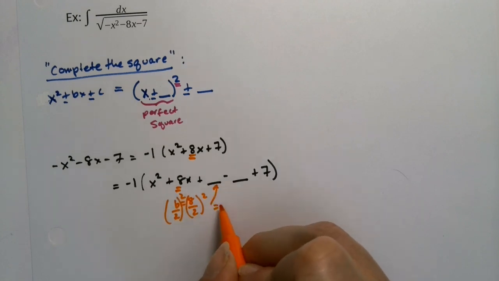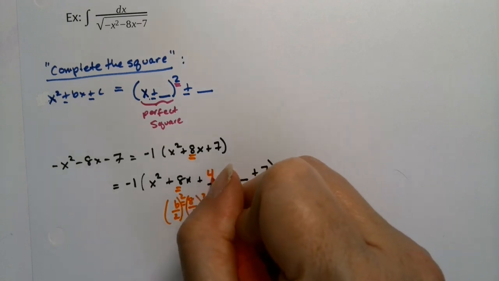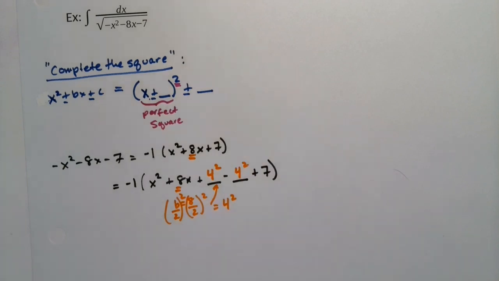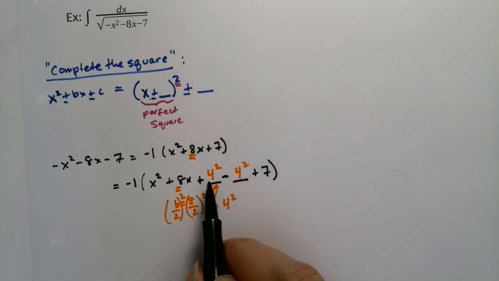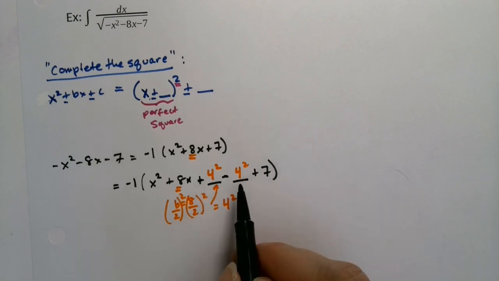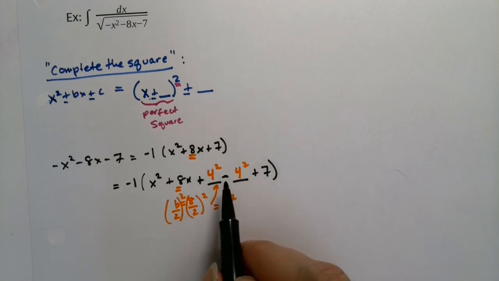And it goes right here. So you're going to put 4 squared in here. So you go 4 squared here, 4 squared here. You add it, and you subtract it away, because then you really haven't changed the problem. If I add 16 and I subtract 16, then I'm not changing the problem. I'm just changing what it looks like.